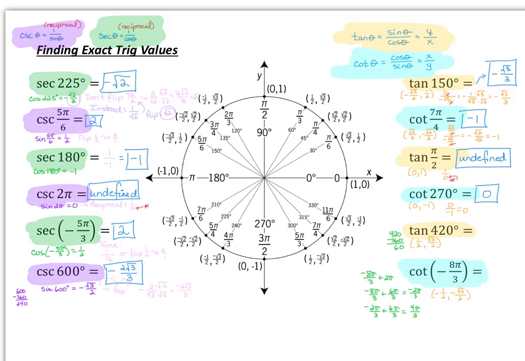For tangent, it's y over x. So I'm going to have radical 3 over 2 over 1 over 2. Cancel your 2's, and you get radical 3 over 1, which is just radical 3. So tangent of 420 is radical 3.